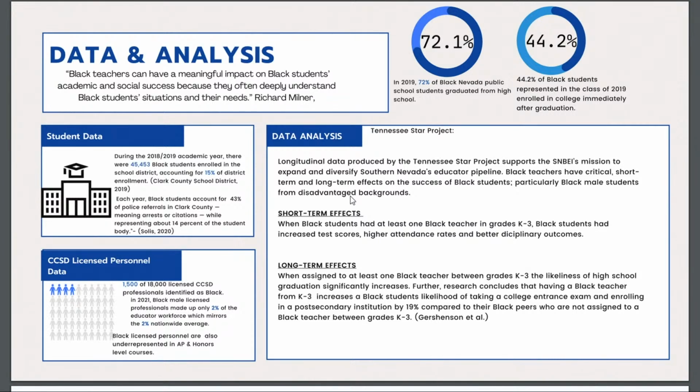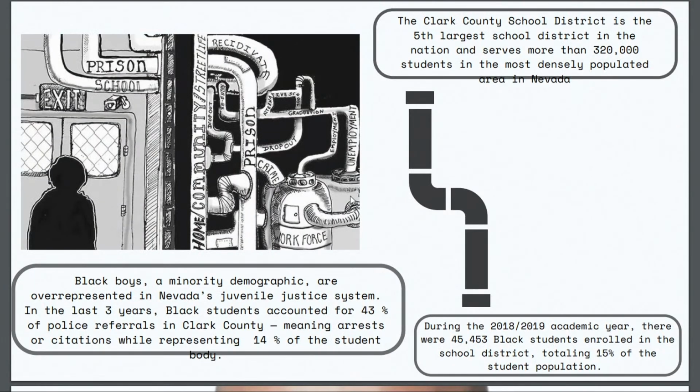Further, this research concluded that having a Black teacher between grades K through 3 increases a Black student's likelihood of taking a college entrance exam and enrolling in a post-secondary institution by 19%, compared to their Black peers who were not assigned a Black teacher between grades K through 3. So Black boys, a minority demographic, are overrepresented in Nevada's juvenile justice system. In the last 3 years, Black students accounted for 43% of police referrals, meaning arrests or citations, and they only represent 14% of the student body.